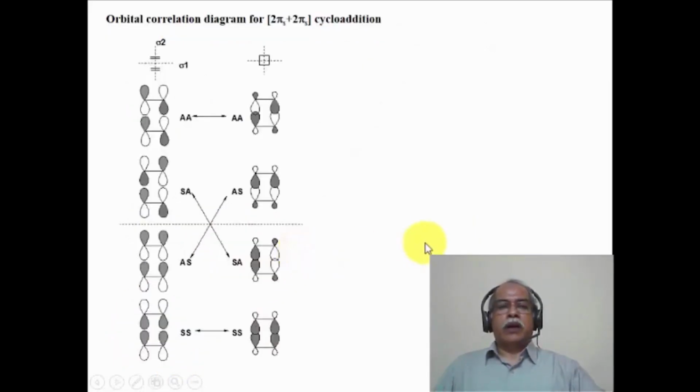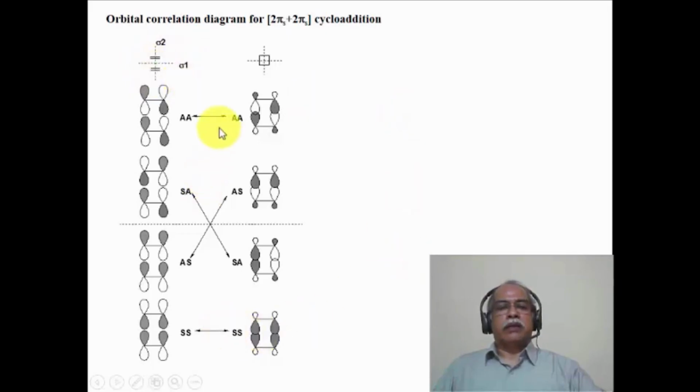We can use the orbital correlation method to arrive at the same conclusion as we arrived at in the case of the frontier molecular orbital method. This is a face-to-face approach of the two ethylene molecules to give a cyclobutane molecule. There are two possible mirror planes that one can consider as symmetry elements. Sigma 1 is a horizontal mirror plane which bisects the newly formed sigma bonds, and sigma 2 is the vertical mirror plane which bisects the pi bonds of the original ethylene units.